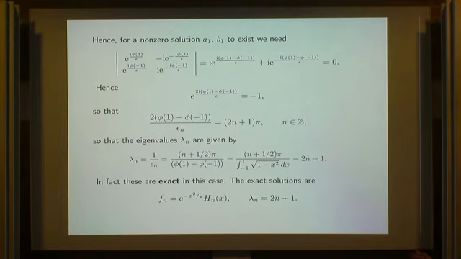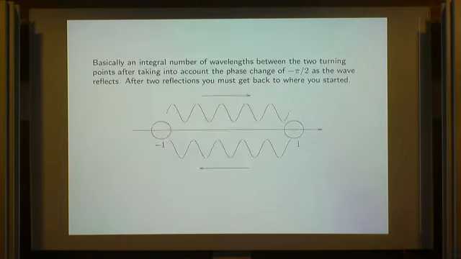Those are the exact eigenvalues and those are the exact eigenfunctions. Indexing eigenvalues by n comes up all the time, and it's even related to the harmonics on a guitar string. Effectively, each of those oscillatory exponentials corresponds to a wave. It comes in, hits the turning point, bounces and goes backwards. When you've done that twice, the condition is that you must have got back to where you started. The reason it's 2n plus 1 and not 2n is because I have a phase change of pi over 2 as I reflect at a turning point.